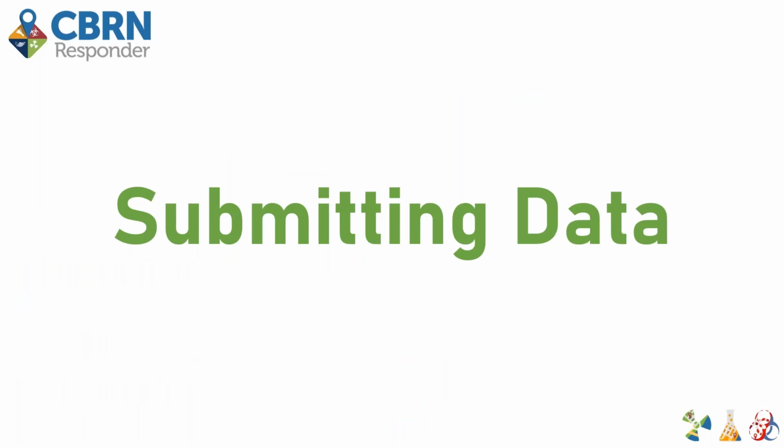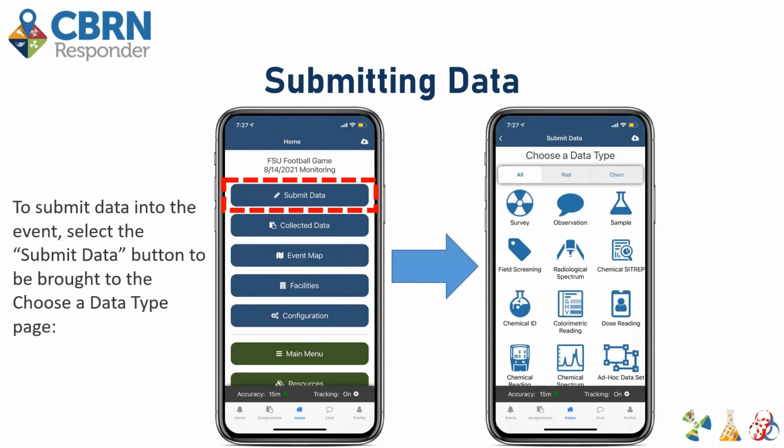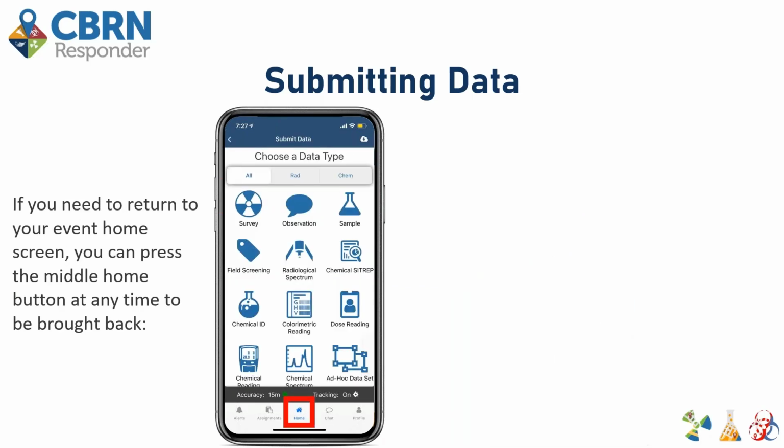Now it's time to submit data, which is why you're in an event and on the mobile app in the first place, most likely. The very first button at the top is going to be the Submit Data button, and you'll click into this to choose a data type. You'll notice these icons are the same from the RAD and ChemResponder apps to keep that consistency for you all. Now, if you need to return to your event home screen, you can press the middle home button at any time to be brought back.